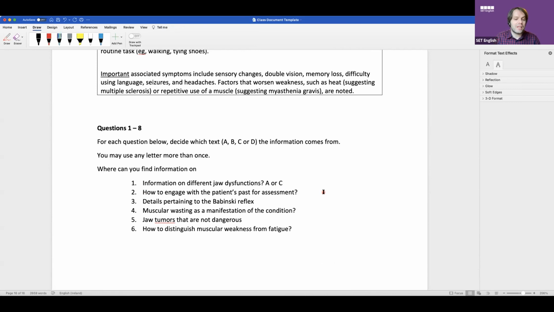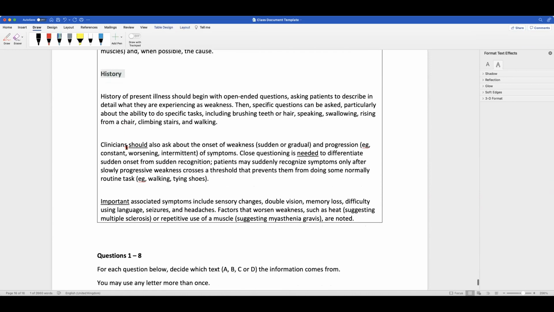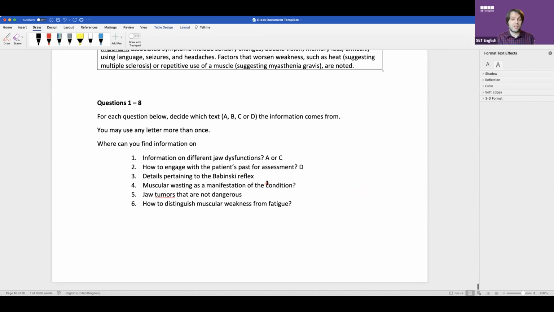Number 2, how to engage with a patient's past for assessment. It's D. History. Why is it D? Because it's history. Okay, but that means something specifically. Details pertaining to the Babinski reflex. C. Does anyone remember the key word? Babinski. C, wasn't it? And you guessed that. Well done.